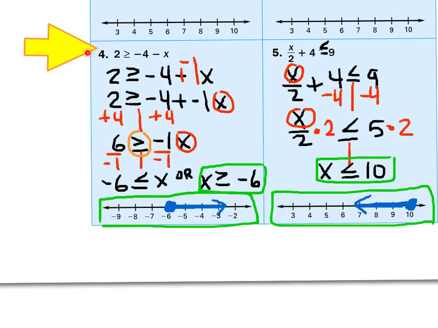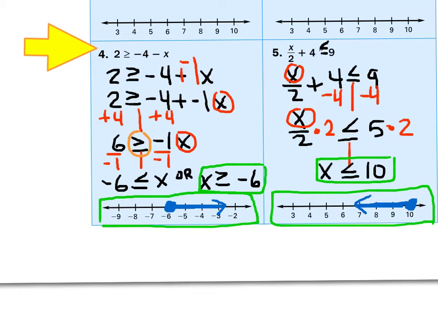Okay, take a look at number 4 with me. 2 is greater than or equal to negative 4 minus x. So I wrote it exactly like they gave it to me, and then grab your red. And remember our trick, we talked about this in class. Put that giant 1 in front of the x, and see that subtraction sign? Add a line and change the sign. And so now I have 2 is greater than or equal to negative 4 plus negative 1x.